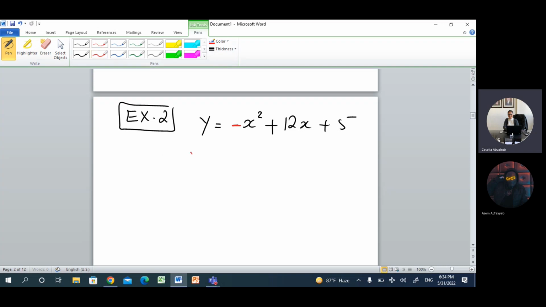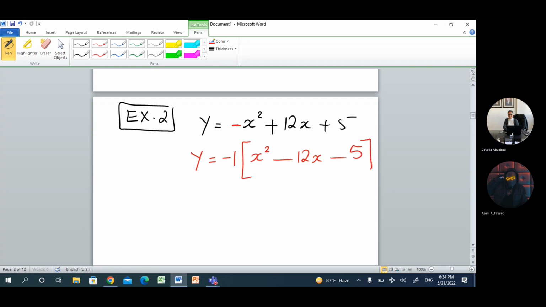We need to factorize. The -1 will come out. Open the squarish bracket. So this one, it will be x squared minus 12x minus 5. So this expression is equivalent to the original. All right, if you insert the -1, you will get back the original expression. Now, you're going to say here, A is the coefficient of x squared, which is 1. B is the coefficient of x, which is -12. And C is the constant on its own, which is -5 in this case.